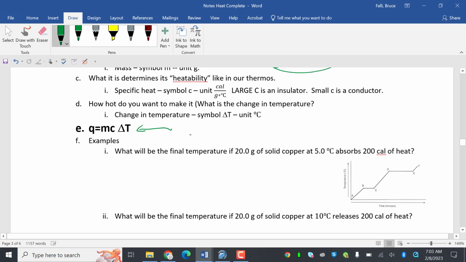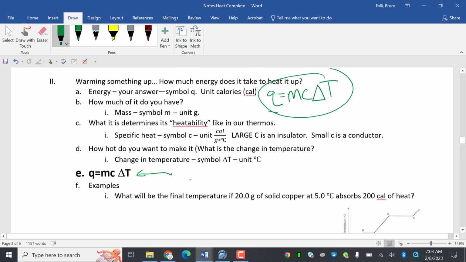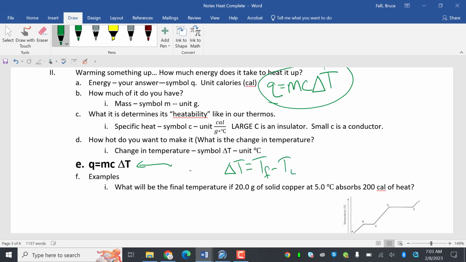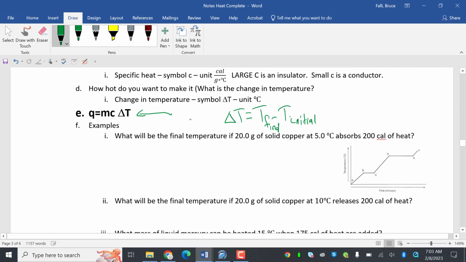Examples, let's take a look. What will be the final temperature? The other thing is delta T breaks out and equals T sub F minus T sub I. F is final, I is initial. What will be the final temperature if 20 grams of solid copper at 5 absorbs 200 calories of heat? So Q equals MC delta T. So I'm going to absorb 200 calories of heat.